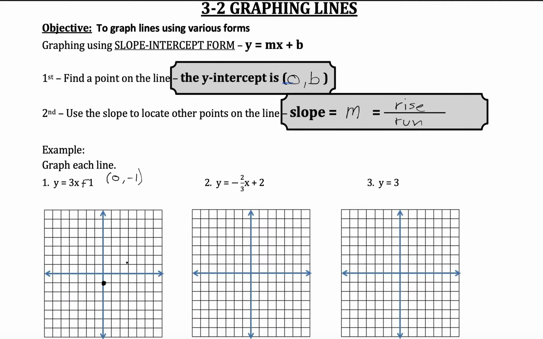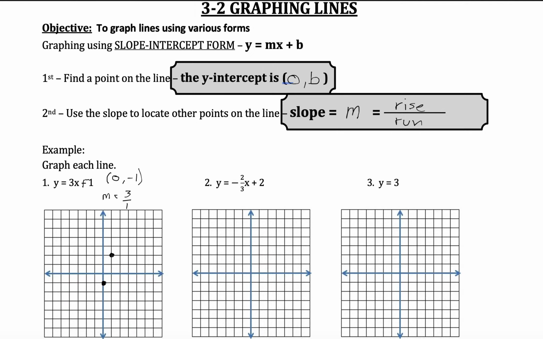Then in order to plot other points on our graph, we want to find our slope, and our slope is going to be equal to 3, that's our rise, because we're actually going to have 3 over 1. So we have a rise of 3 and a run of 1. We want to plot at least one more point, if not 2, so we can connect those points to draw our line. Starting at our y-intercept, we're going to have a rise of 3, so 1, 2, 3, and then a run of 1, so we go to the right 1. We can put a second point at that spot.